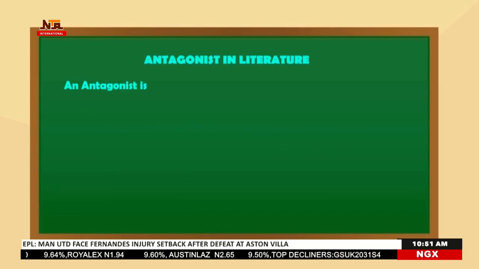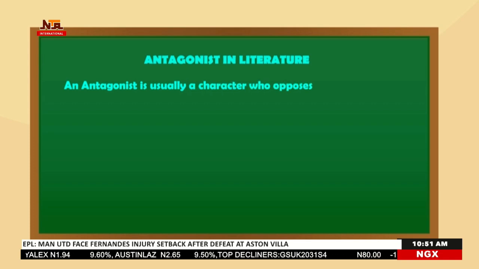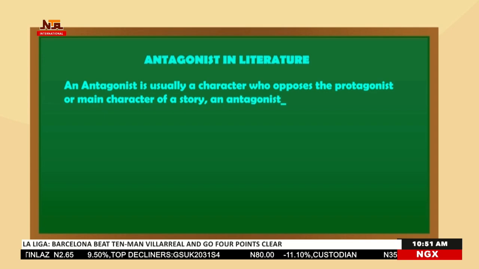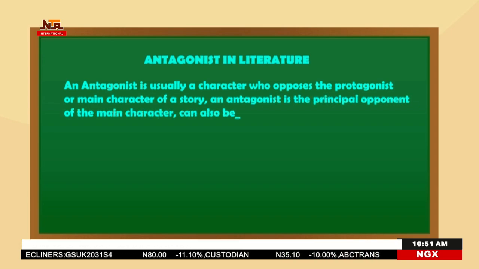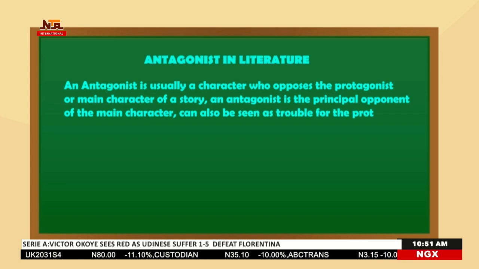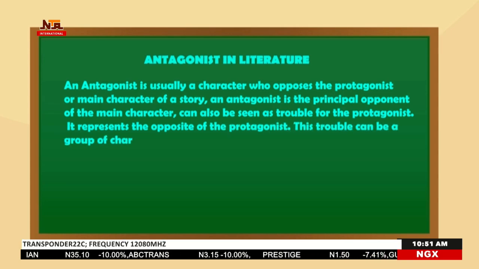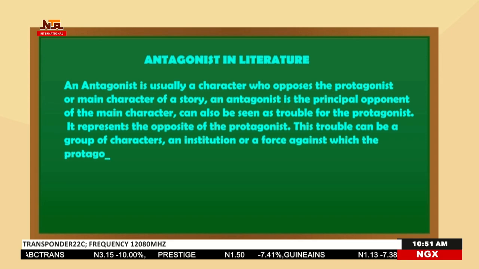An antagonist is usually a character who opposes the protagonist or main character of a story. An antagonist is the principal opponent of the main character. Can also be seen as trouble for the protagonist. It represents the opposite of the protagonist. This trouble can be a group of characters, an institution, or a force against which the protagonist must contend.